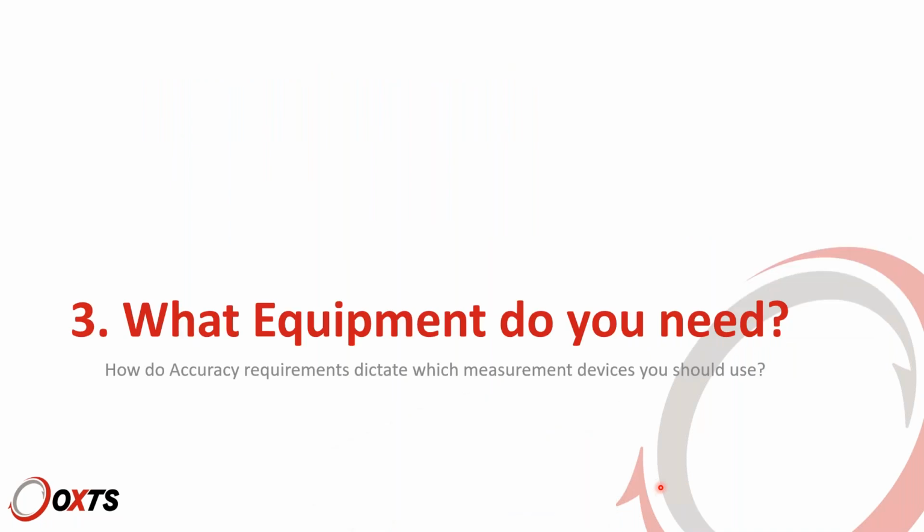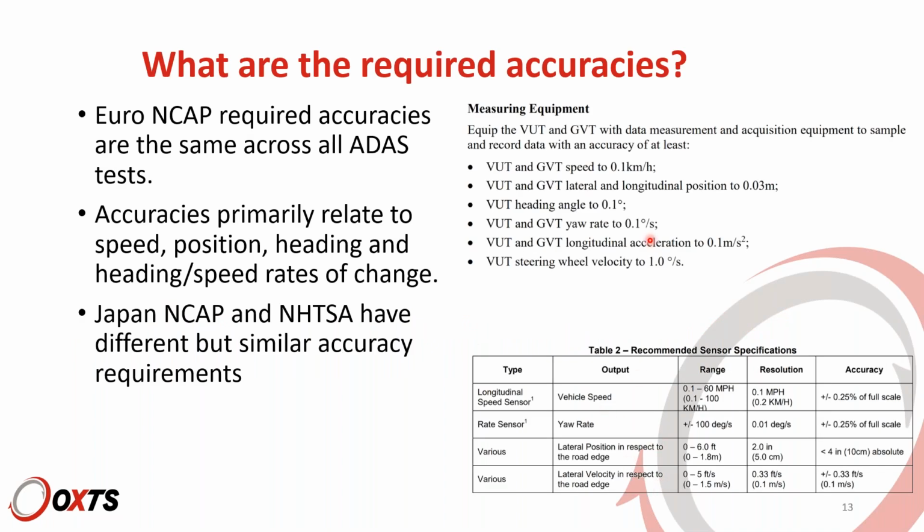So in terms of what equipment you actually need to perform these tests and what the accuracies are, in the top right, we've got a screen grab from the Euro NCAP protocol, which is pretty much identical to the requirements for AEB tests and other NCAPs as well, the likes of Australia, New Zealand NCAP, China NCAP, and so on, all basically specify the same sort of accuracies for more or less all of the ADAS tests. They basically relate to speed, position, heading, and rate of change of heading and rate of change of speed, also known as acceleration.